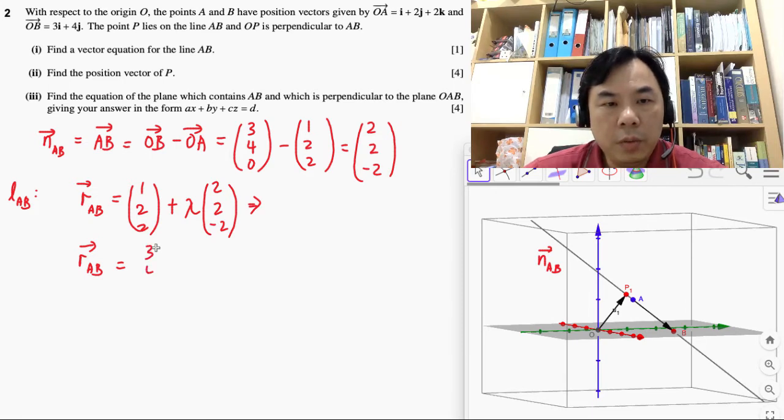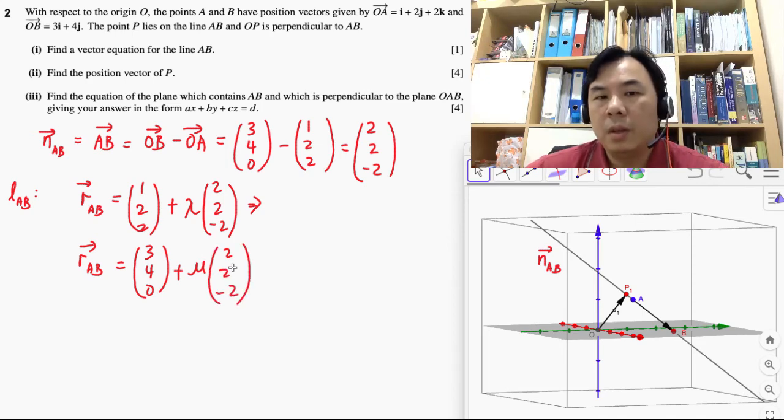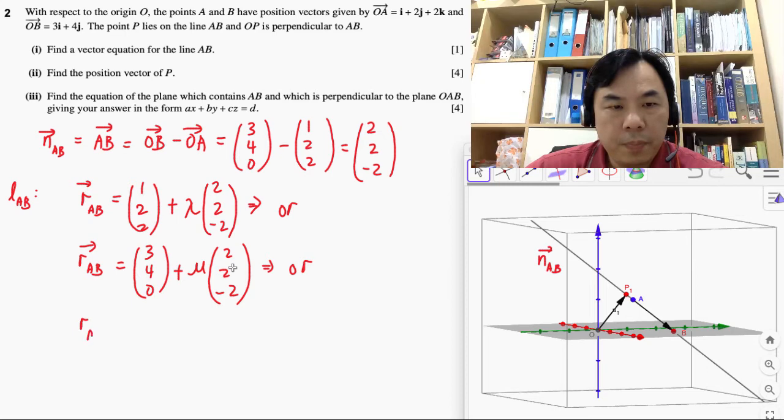3, 4, 0 plus... okay, take for instance, I'm going to use a different parameter here. Okay, there you have it. That's the second way to represent the line. You can use the point B here if you like. Okay, or you can also write it down in this form.